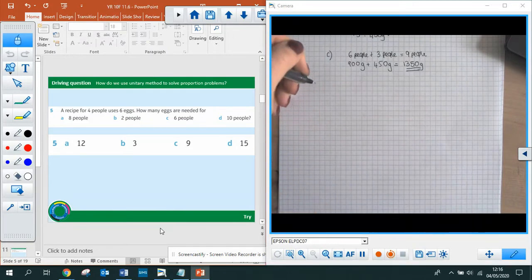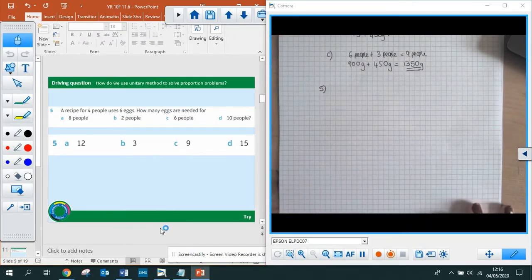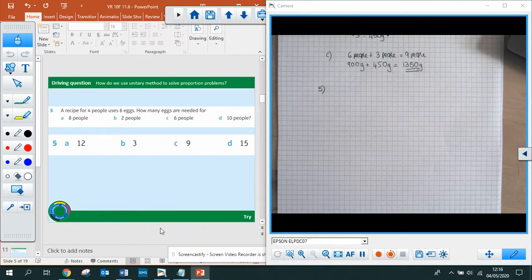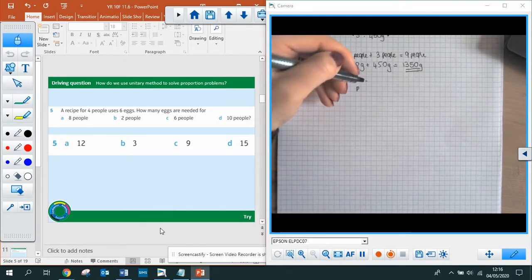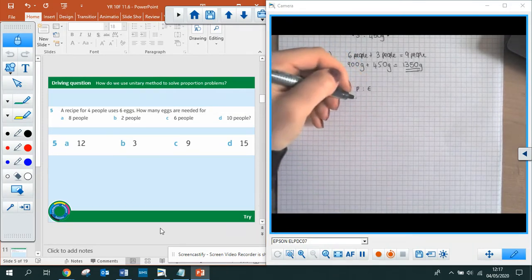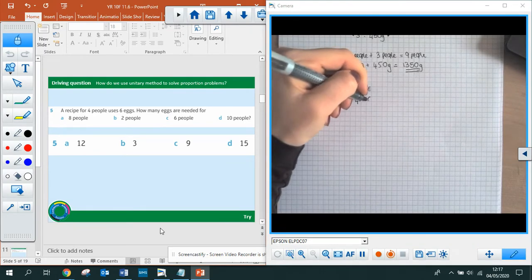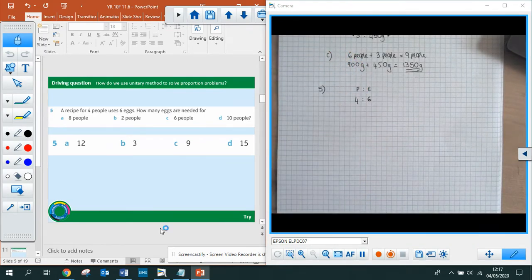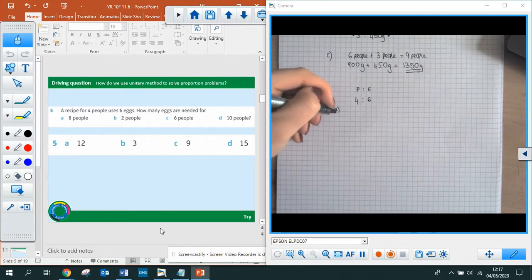So for question 5, the question says, a recipe for 4 people uses 6 eggs. How many eggs are needed for, and then the first part says 8 people, okay? So as before, we've got people to eggs this time. So P to E, people to eggs. We know 4 people need 6 eggs, okay? 4 people, 6 eggs. Part A has asked us how many eggs are needed for 8 people. Okay, so 8 is the bit that we can fill in because it's in the people column now.